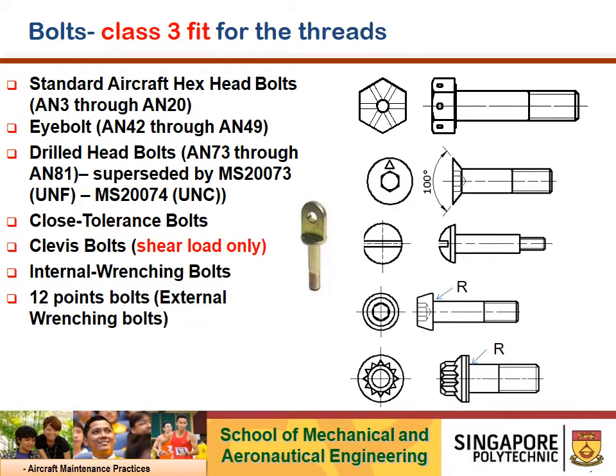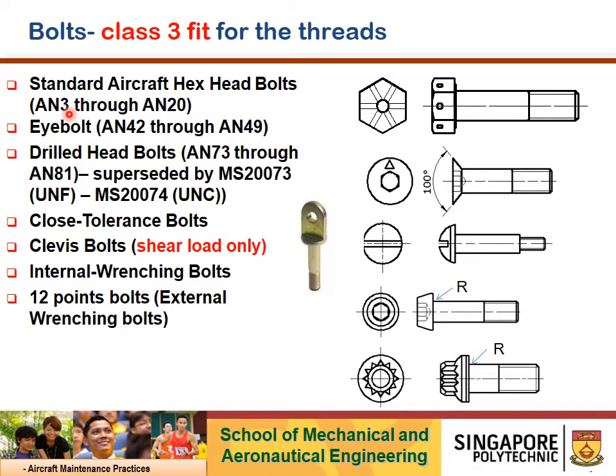The threads used on aircraft bolts are class 3 fit. So they are standard aircraft or standard airframe hex bolts, which is AN3 through AN20. And we have AN42 to AN49, which is the eye bolt. This is the eye bolt type, right? Drilled head bolts AN73 through AN81. This is superseded by MS20073 UNF, Unified National Fine, and MS20074 UNC. So this AN73 to 81 series is being replaced.